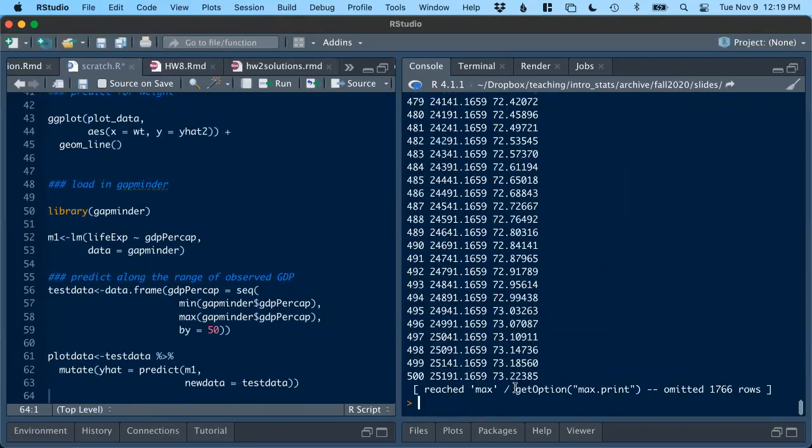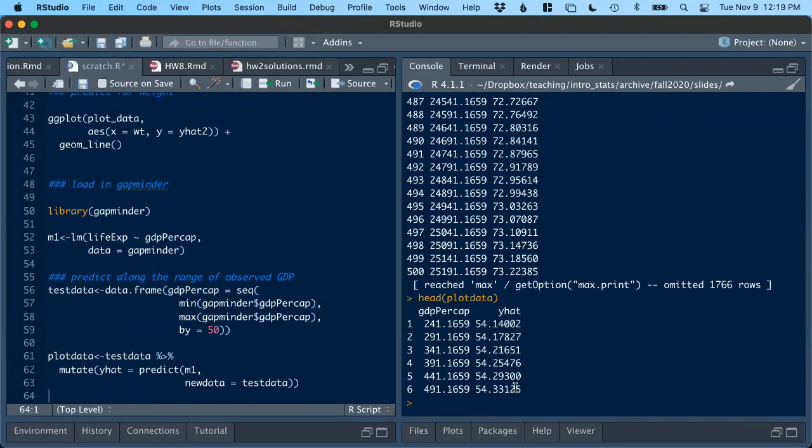So now in plot data, I have an object that shows me for each GDP per capita ranging from the minimum up to the maximum with steps of 50, what's the expected value of life expectancy? So we can see here, going from a GDP of 241 to 291, life expectancy increases by 0.03, right? Also note here that life expectancy starts at 54 for the lowest value of GDP in the data.